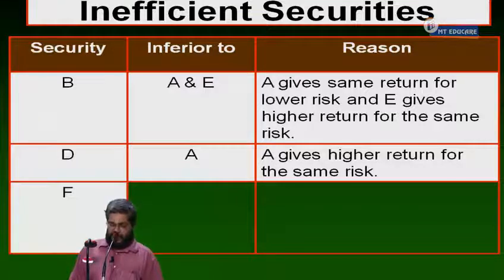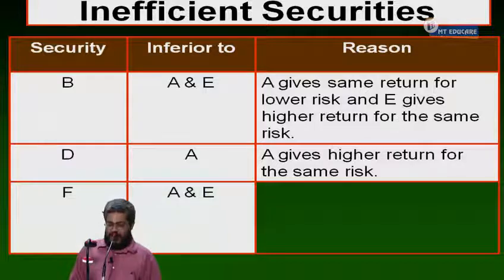F. Next inefficient security is F. F is inferior to A and E. We can even include B also, but since B is already left out as inferior, we can see two efficient securities it is inferior to: A and E. Okay, that is enough. F is inferior to A and E. Why is it inferior to A and E?